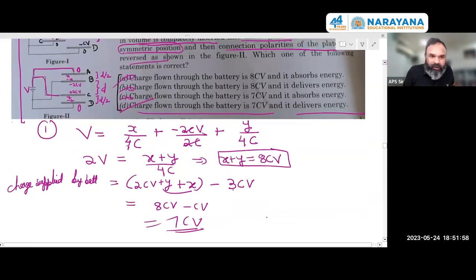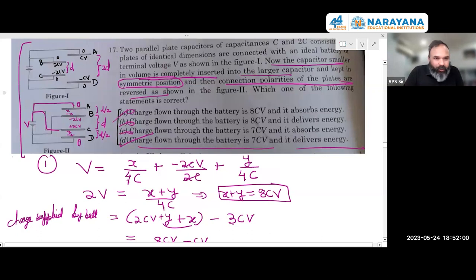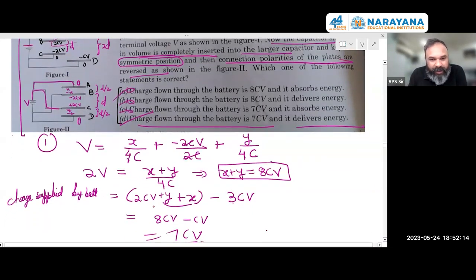So that is perfectly fine. So that's what I was trying to explain. Just for a moment, observe. The positive plate was connected to this, and they were having a total charge of 3 CV. In the final state, this positive is connected to this, and they're having a total charge of 2 CV plus Y plus X. So basically, the deficit is what the battery has supplied, and that comes out to be 7 CV, because battery is supplying charge.